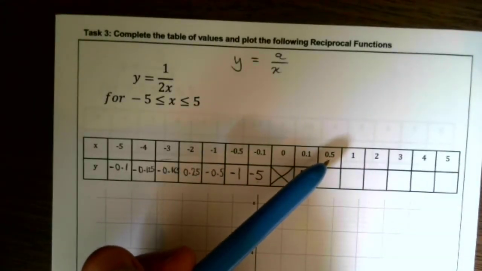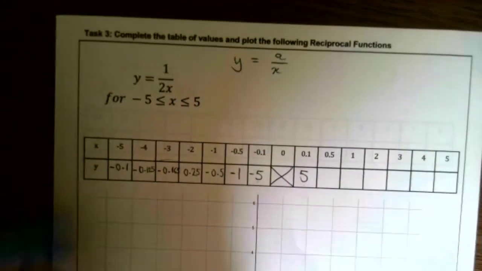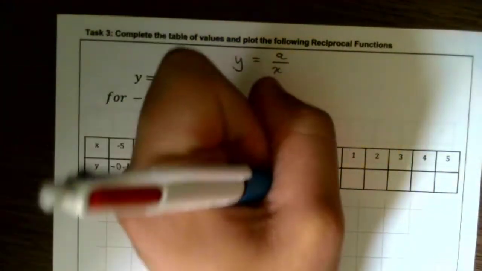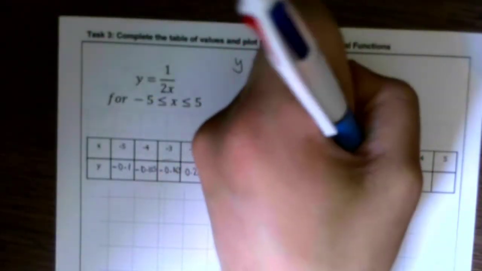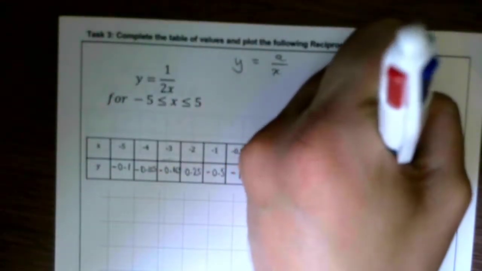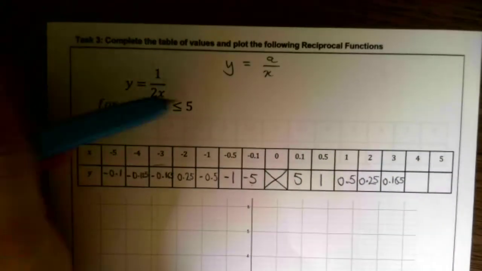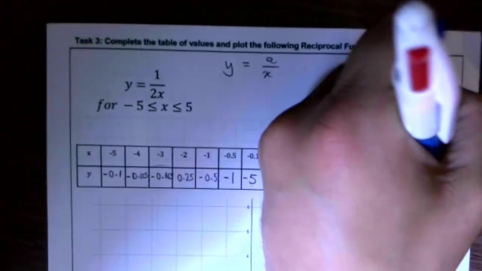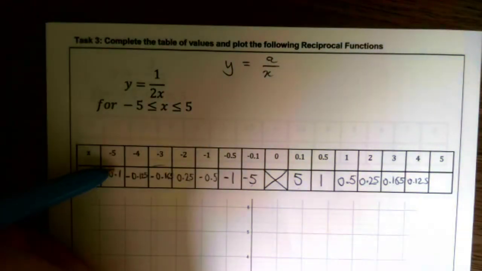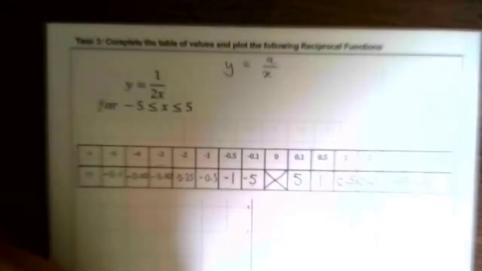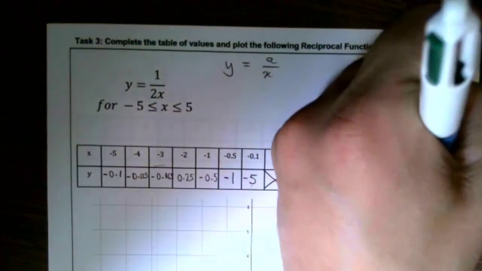1 over 0.5, 1 over 2 times 0.5, that's 1. 1 over 2 times 1, that's half. 1 over 2 times 2, that's a quarter. 1 over 2 times 3, that's a sixth, which we said was 0.165. You can probably just leave that at 0.17 when we plot it. 1 over 2 times 4, that's an eighth, so 0.125. You should really know an eighth. And 1 over 2 times 5, so a tenth is 0.1.